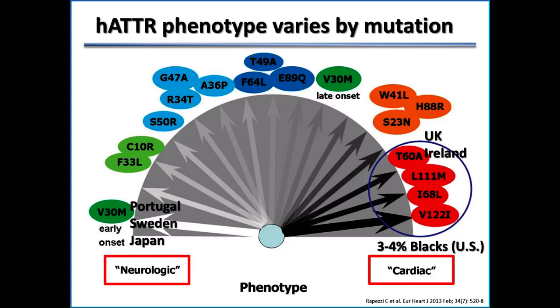From a hereditary ATTR standpoint, the most common mutations that we see are V30M, T60A, and V122I. In Portugal, Sweden, and Japan, it's typically V30M, and these patients tend to have almost purely polyneuropathy. Most of these patients will not go on to develop a cardiac phenotype, and this occurs very early. These patients will present in their 30s and 40s. The other mutations include T60A, which is typically seen in the United Kingdom and Ireland, and these present a bit later in life, typically in the 40s and 50s, and it's a mixed phenotype.